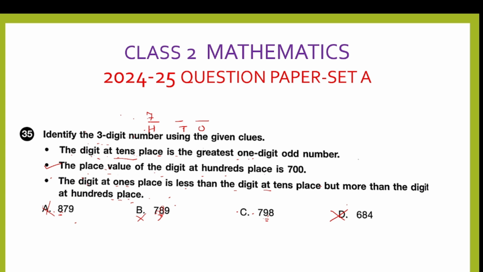Now let's verify option C. The digit at the ones place is less than the digit at the tens place. The ones place is 8, which is less than the tens digit 9, but more than the digit at the hundreds place. At the hundreds place there is 7, and 8 is more than 7. Therefore, option C is the correct answer. Option C fulfills all 3 given clues.